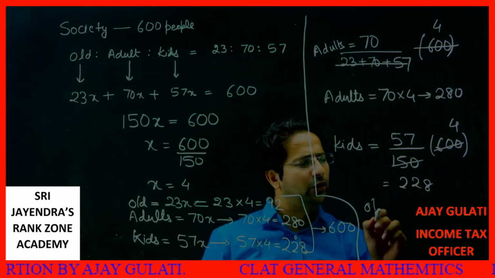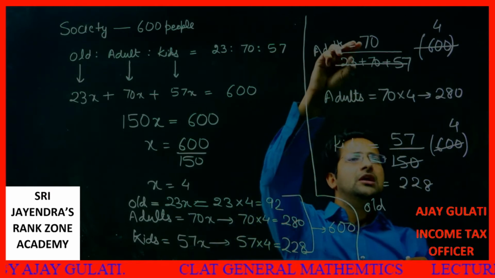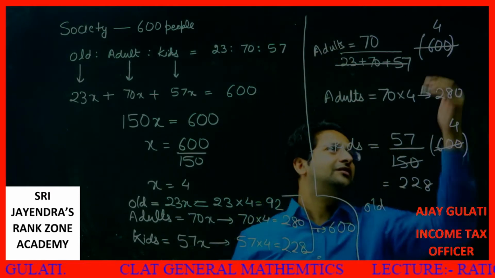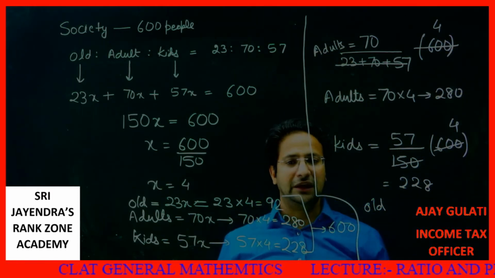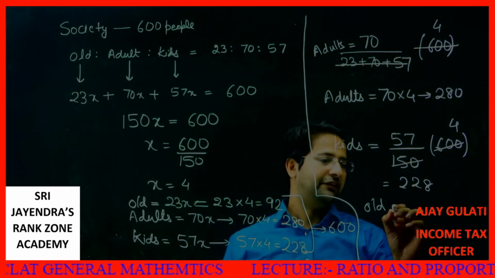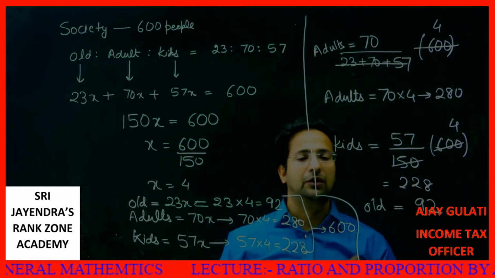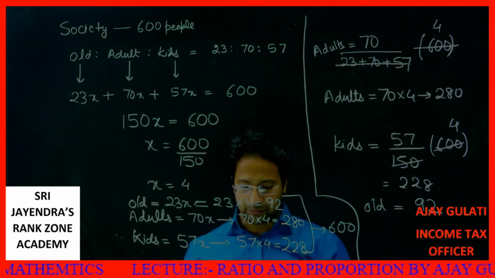Somebody asked me how many old people are there. Either you can do 23 upon 150 of 600, or you can say 600 minus 280 minus 228. That will give you 92. You need not calculate this thing right now. I hope this is clear to all of you.